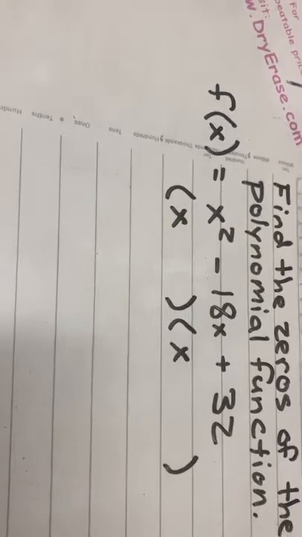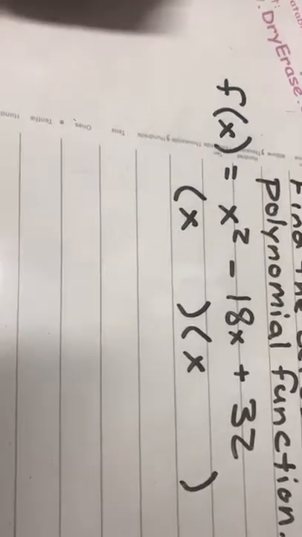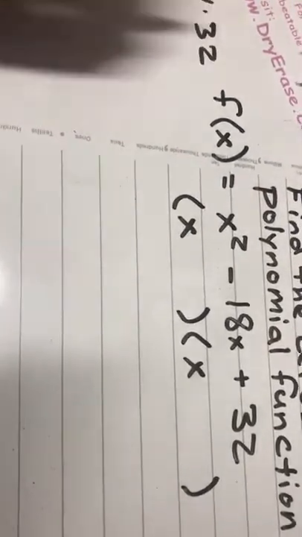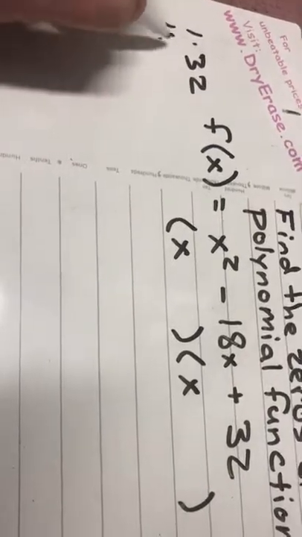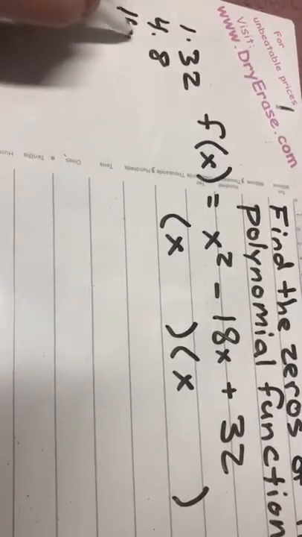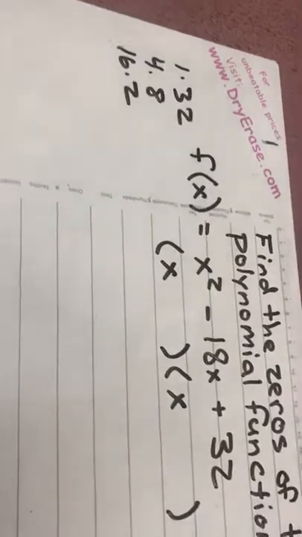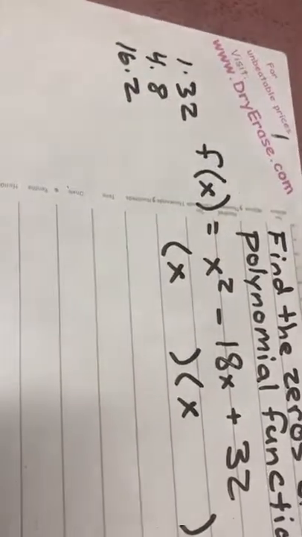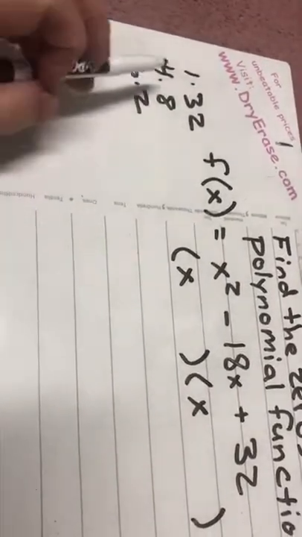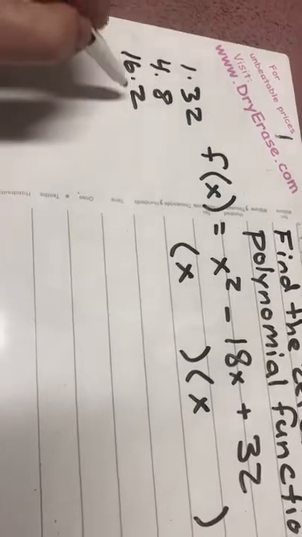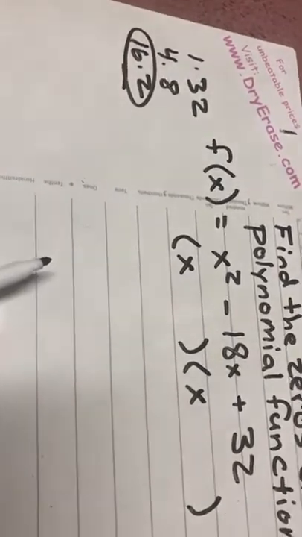So I'm thinking, well, what equals 32? It could be 1 times 32, could be 4 times 8, could be 16 times 2, and that's all that comes to my mind at the top. So I'm looking, well, how am I going to get 18? Well, I'm going to have to work with 16 and 2 then.